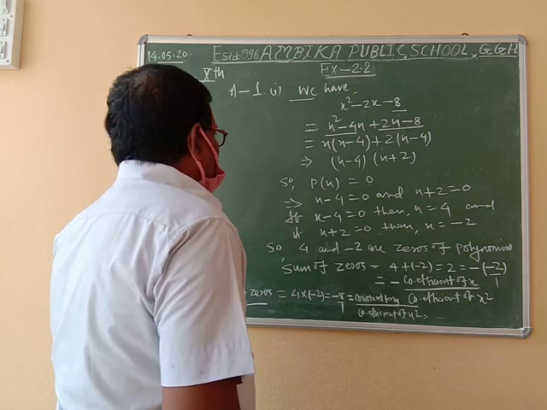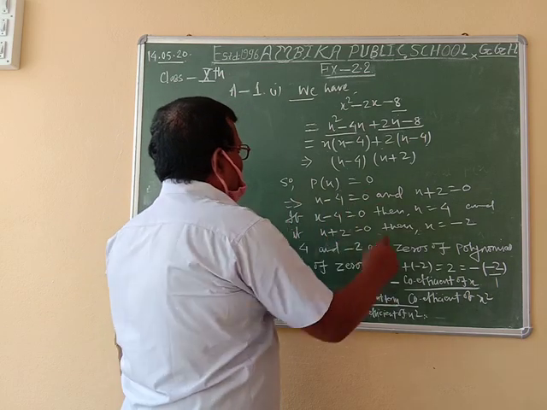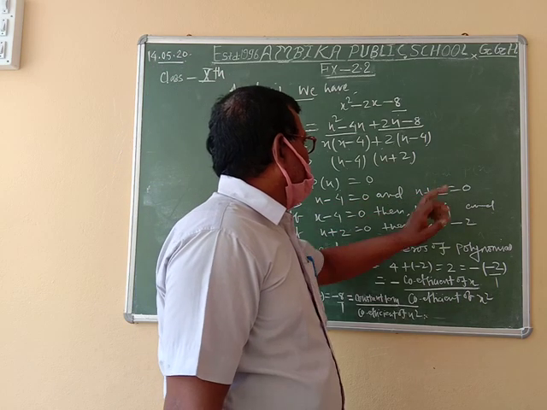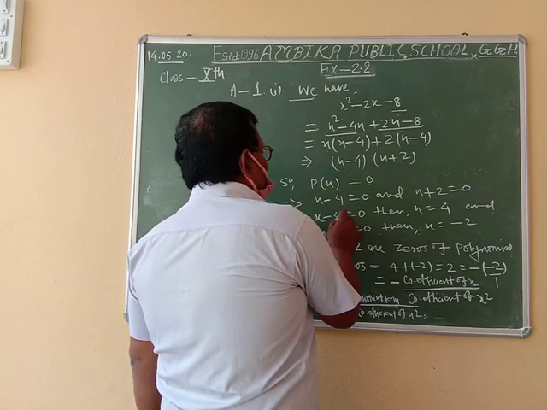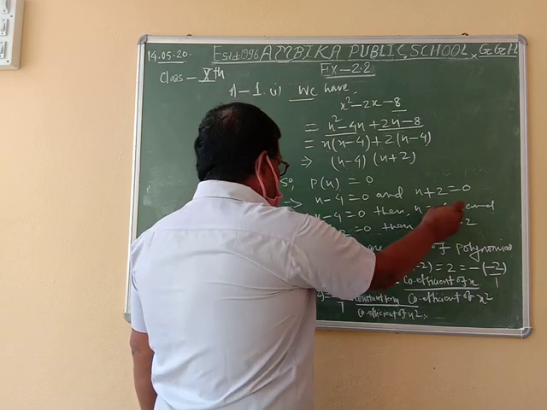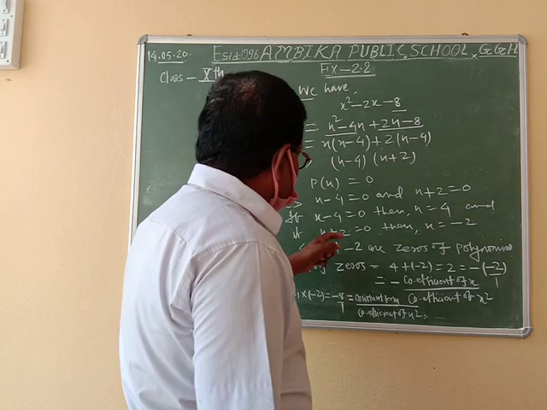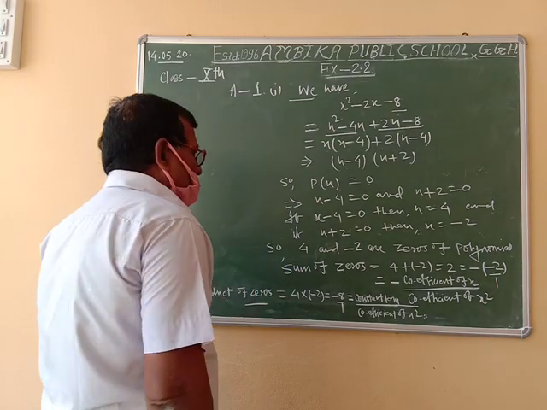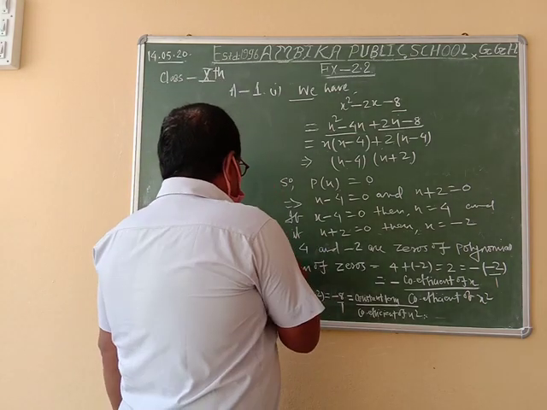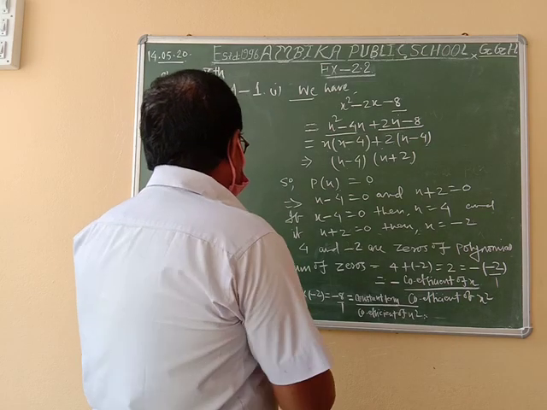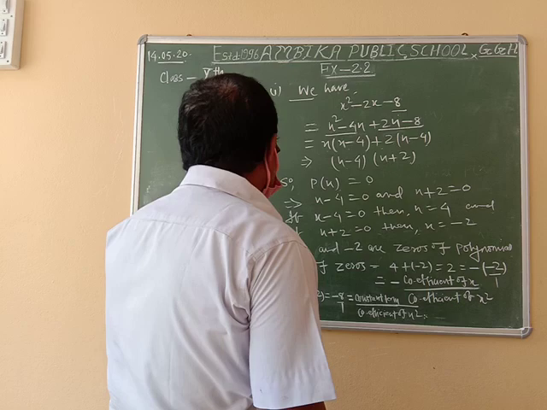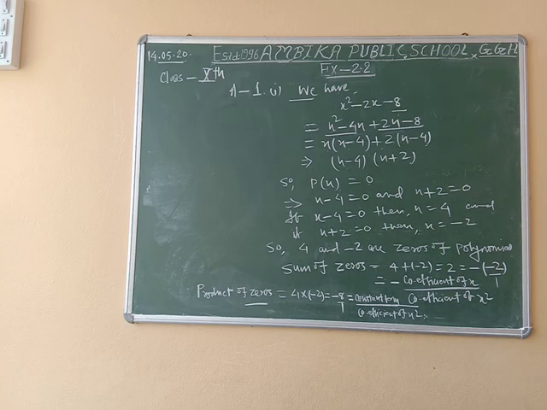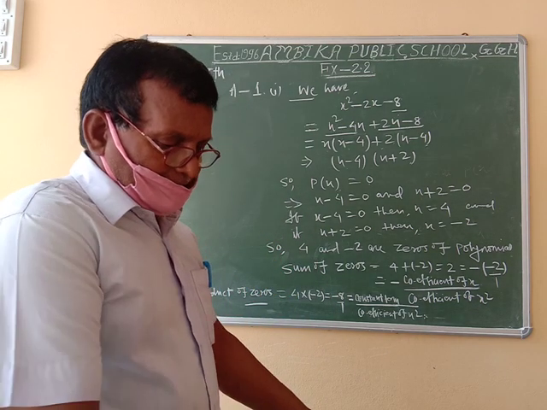We have to find the zero of polynomial, so p(x) equals 0. We can write x minus 4 is equal to 0 and x plus 2 is equal to 0. If x minus 4 equals 0, then x is equal to 4, and if x plus 2 equals 0, then x is equal to minus 2. So 4 and minus 2 are zeros of polynomial p(x). Now we are going to find the relation between the zeros and the coefficient.